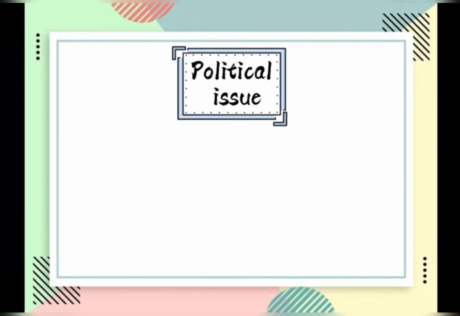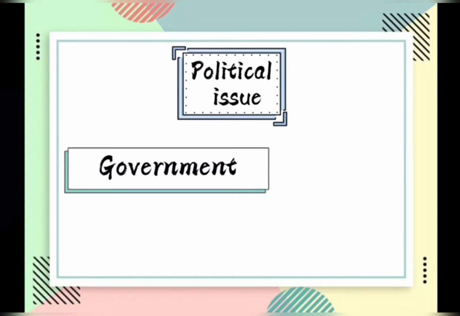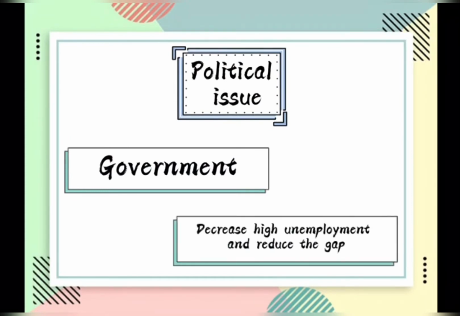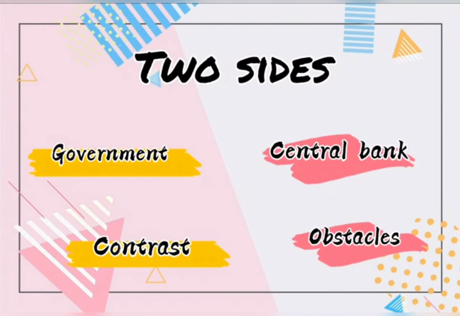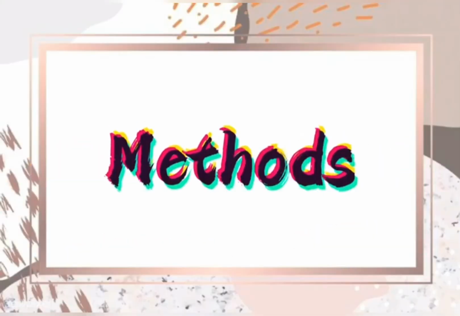It also affects political issues. This is because the government wants to decrease high unemployment and reduce the gap of jobless. The opinions of these two sides are in contrast, and it gives obstacles to our economy to develop. Next, we go to the methods.